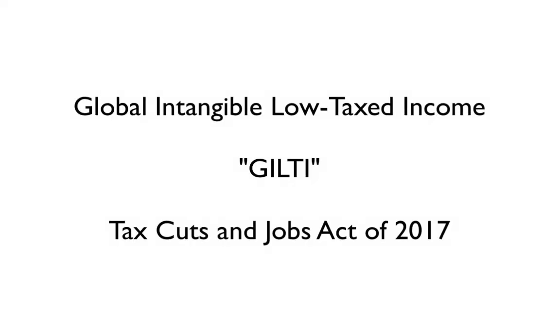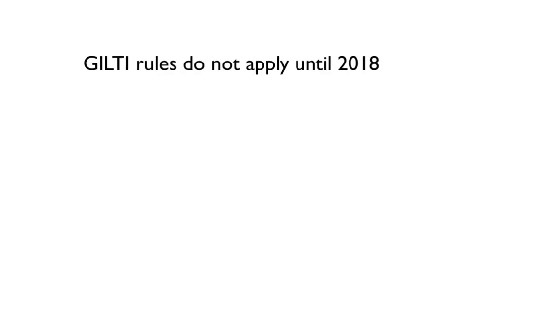This video will discuss the new Global Intangible Low-Taxed Income, or GILTI, rules of Section 951A. These rules do not apply until 2018 for calendar year taxpayers. GILTI is essentially a new type of Subpart F income where the income is deemed distributed from a controlled foreign corporation, or CFC, to its U.S. shareholders.